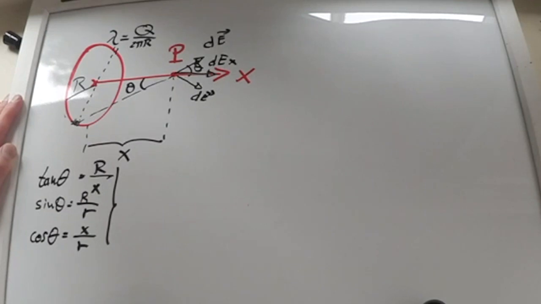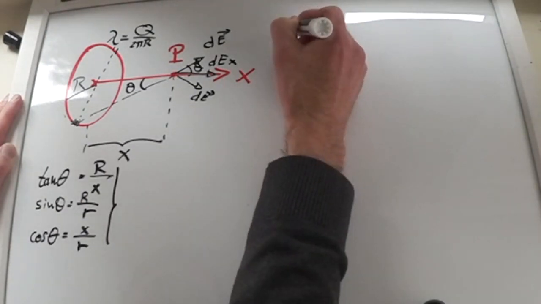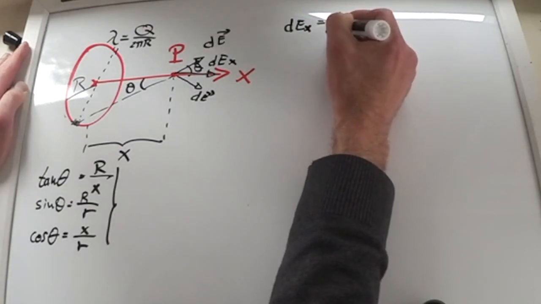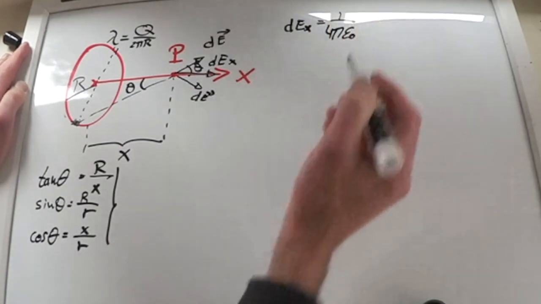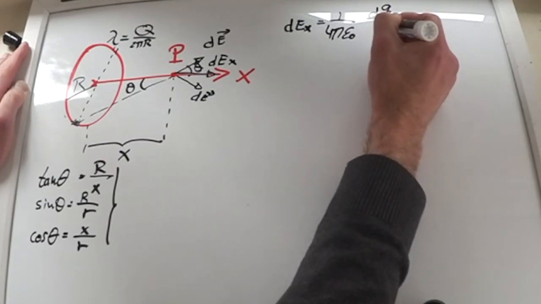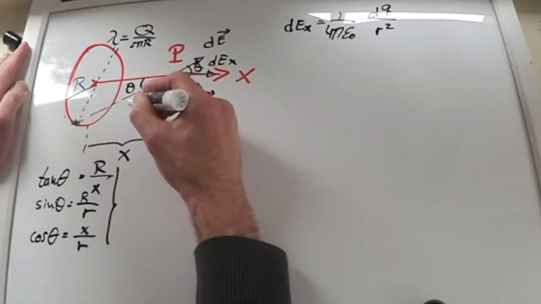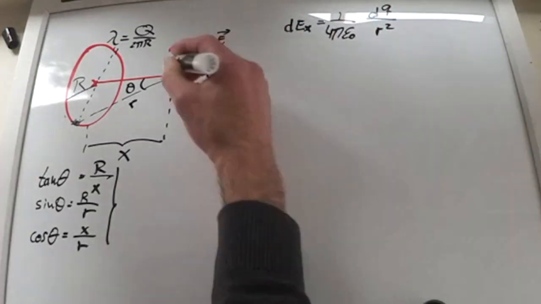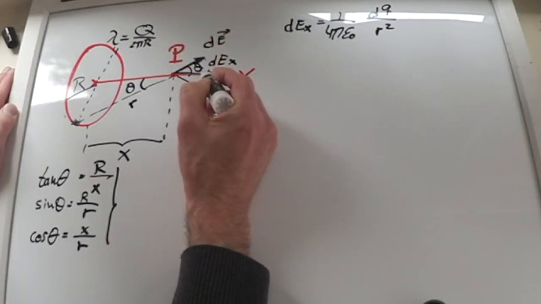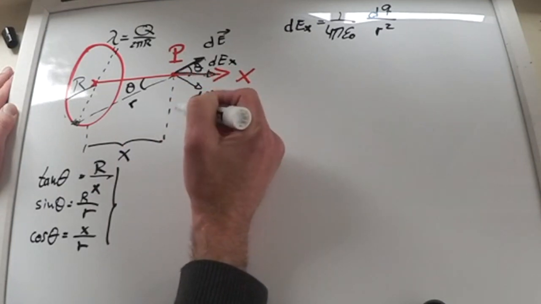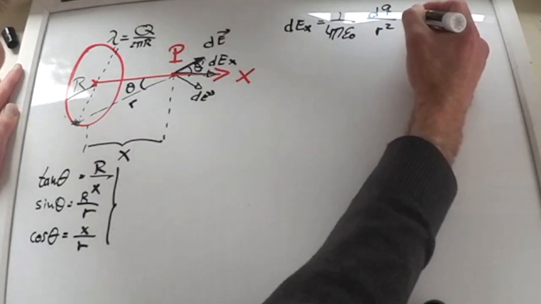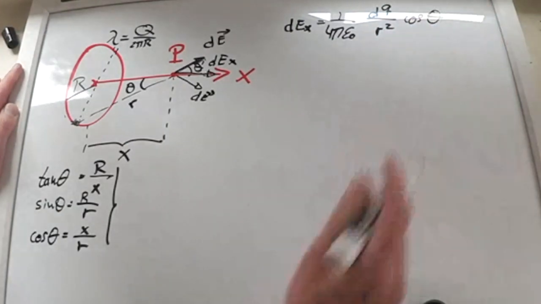Now, what is the differential of electric field? Well, the differential of electric field in the x-axis is going to be 1 over 4 pi epsilon naught, the differential of charge, divided by the distance little r squared, and then projected. So this is the differential of E. Because I want the differential of E in the x-axis, I have to project, so I have to multiply by the cosine of theta.